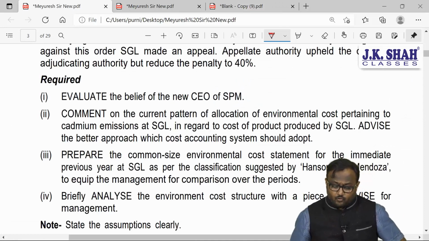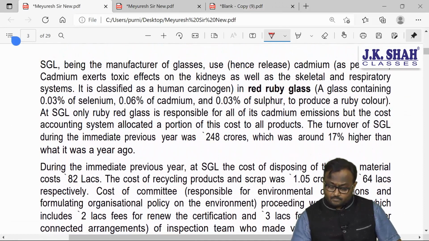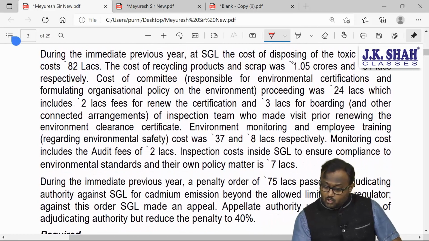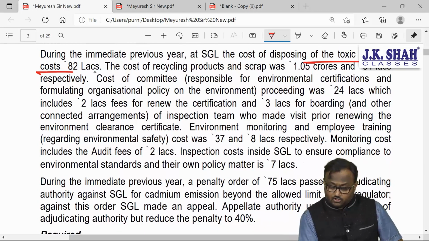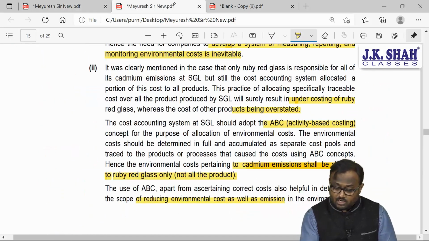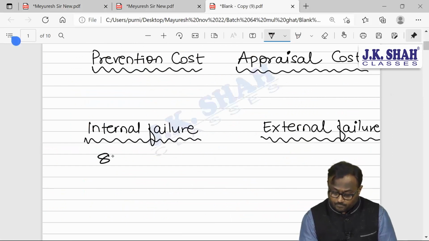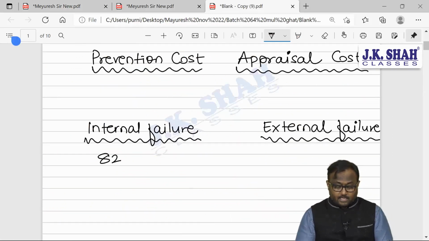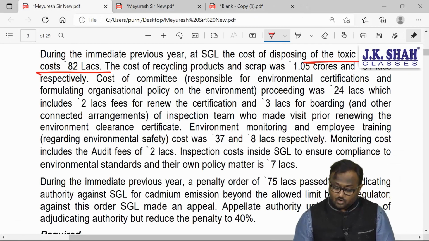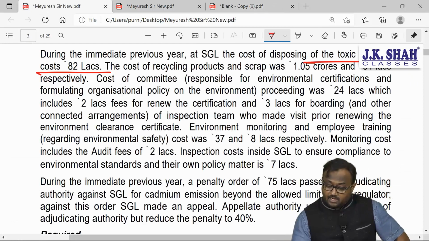I have a few cost structures given in the question. The cost of disposing toxic material is 82 lakhs. This is an outcome of internal failure. Since there is an emission, I am incurring this cost within the organization.